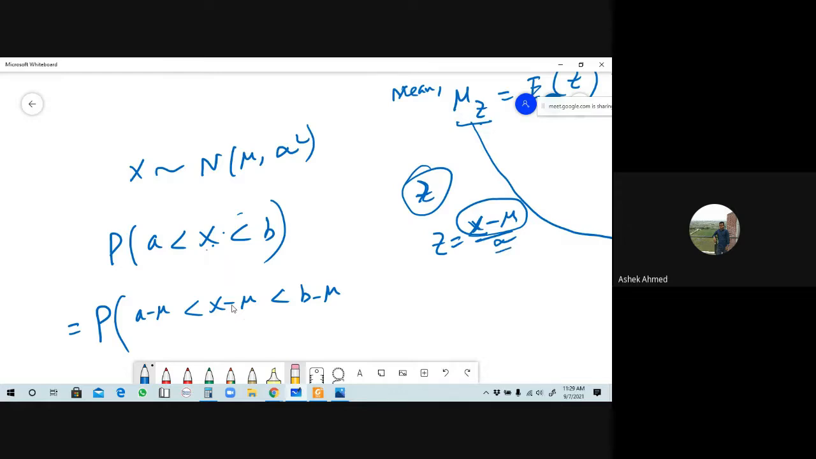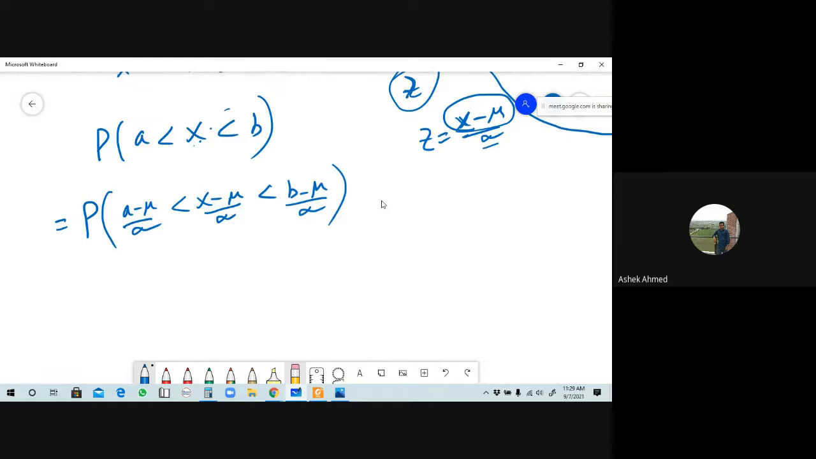Each part has to be divided by sigma. Sigma squared is the variance, and if you divide by sigma, that will be also divided by sigma here. Okay, so you can write this is probability of a minus mu by sigma less than, you can write now z equals x minus mu by sigma, you can write this with z here. So this is d minus mu by sigma.